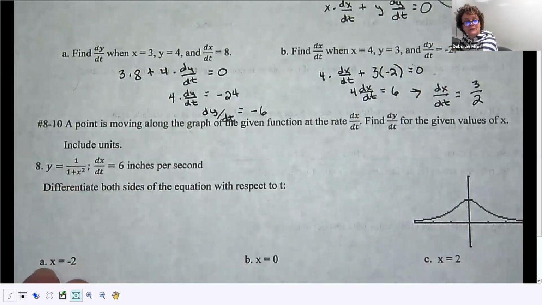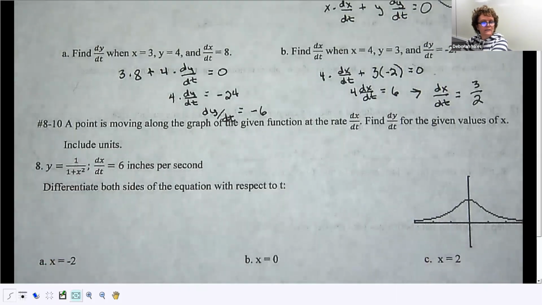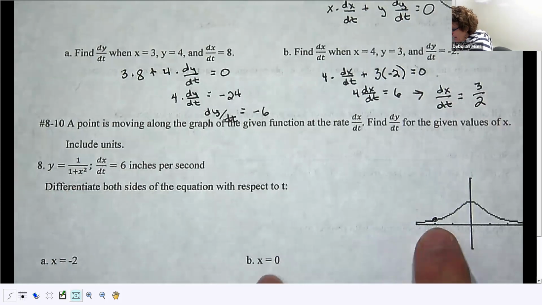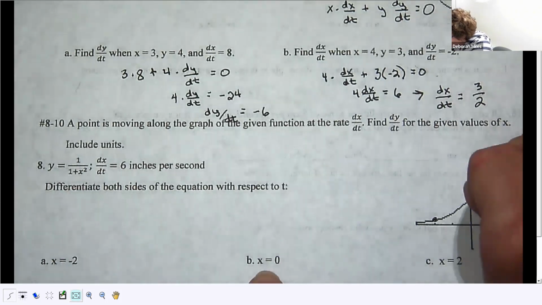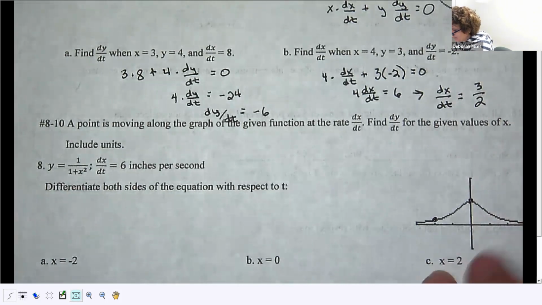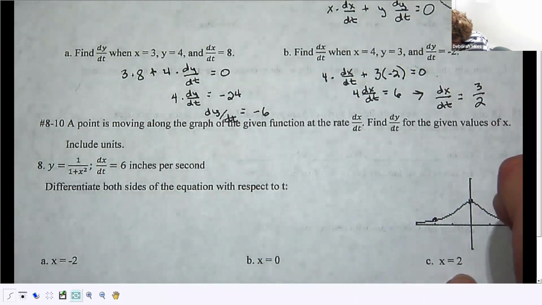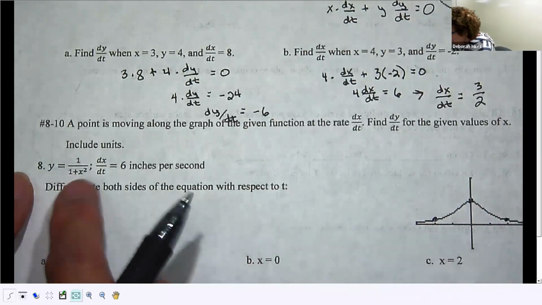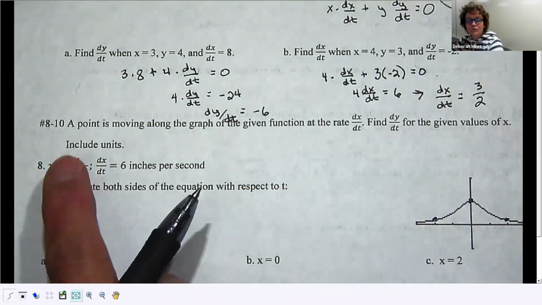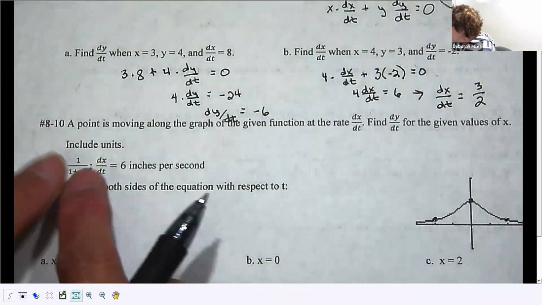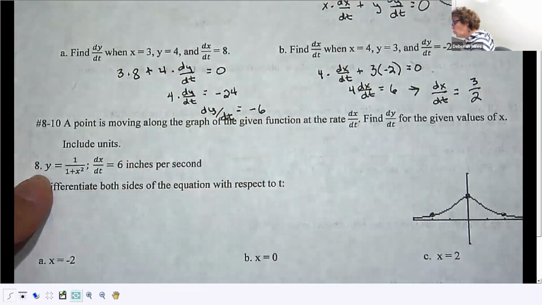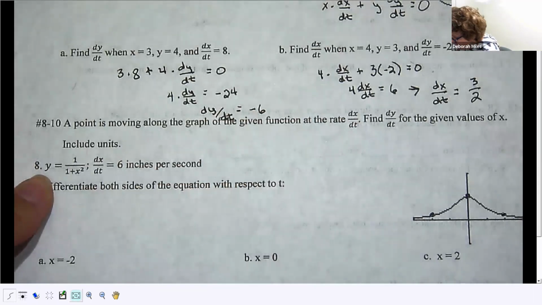Now, we're going to find how fast y is changing at x equals -2 right here, how fast y is changing when x is 0 right here, and how fast y is changing when x is +2. We're going to find how fast y is changing at those 3 points. So first we need to differentiate both sides of this equation with respect to t. The derivative of y with respect to t is just 1 dy over dt.